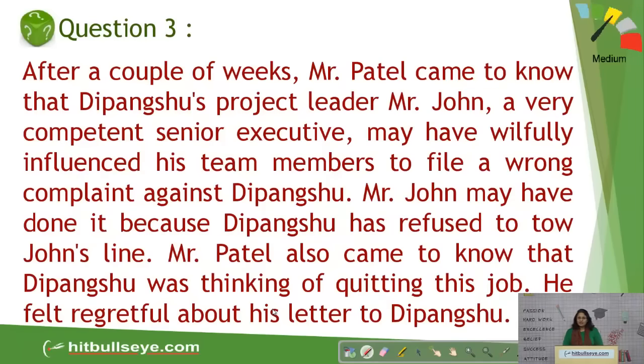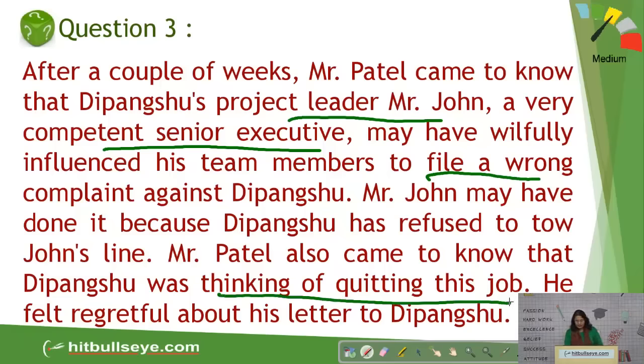And the third question here, again we have an addition to the same caselet. After a couple of weeks, Mr. Patel realizes that the project leader, Mr. John, a very competent senior executive, may have willfully influenced his team members to file a wrong complaint against Dipanshu. Now, Mr. John may have done it because Dipanshu has refused to toe John's line. Mr. Patel also came to know that Dipanshu was thinking of quitting his job.